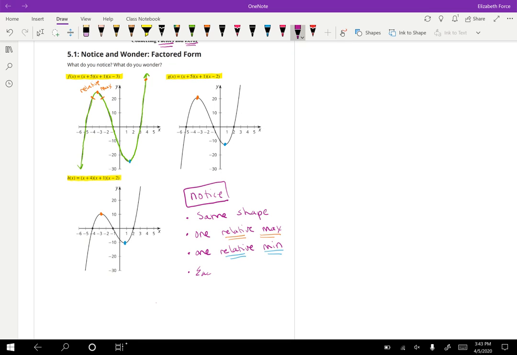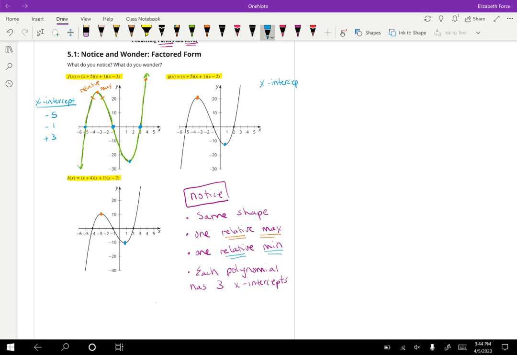So each polynomial has 3 x-intercepts. When I take a look at each one of these, there's an x-intercept at -5, -1, and +3. So -5, -1, +3.